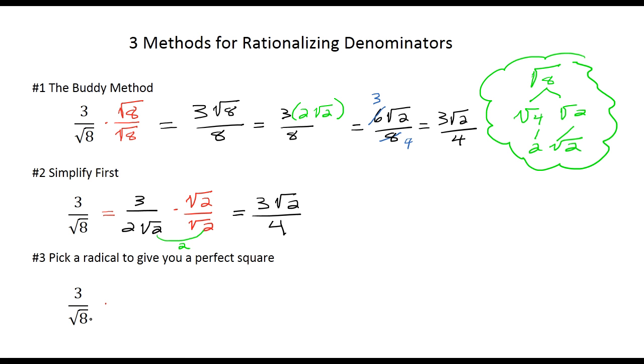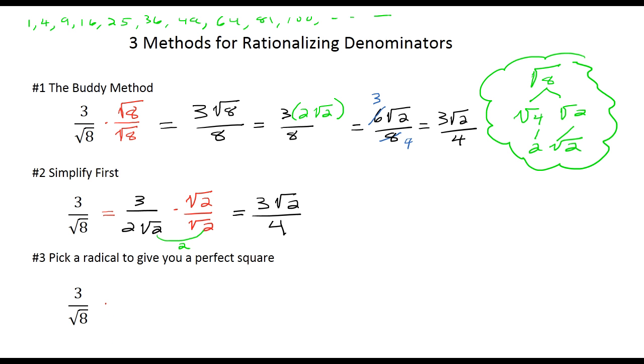And for the last one, if you look at radical 8, and remember our string of perfect squares? I'll just write them up here. Our perfect squares are 1, 4, 9, 16, 25, 36, 49, 64, 81, 100, and so forth. If you can find a number to multiply 8 by to give you one of the perfect squares, that will also be a way to get rid of the radical in the denominator.